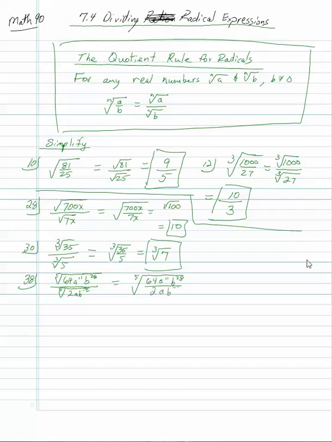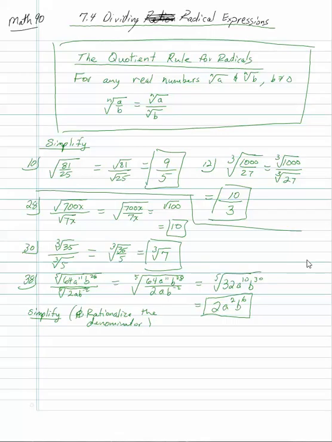So it's going to give me fifth root. 64 divided by 2 is 32, a to the 10, and 28 minus a minus 2 is 30. Now 32 is 2 times 2 times 2 times 2 times 2, that's 5 2's, so 2 comes out. 10 divided by 5 is 2, remainder 0. 30 divided by 5 is 6, remainder 0. So that's going to be my answer, 2a squared b to the 6.